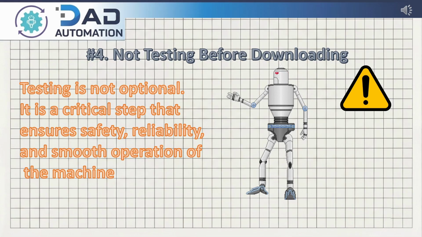In industrial environments, experienced engineers never trust untested code. They always verify logic twice before downloading it to production systems. Remember, testing is not optional. It is a critical step that ensures safety, reliability, and smooth operation of the machine. A few minutes of testing can prevent hours or even days of downtime and troubleshooting.